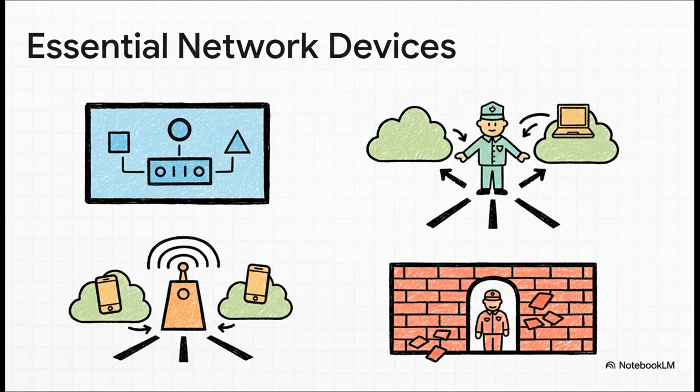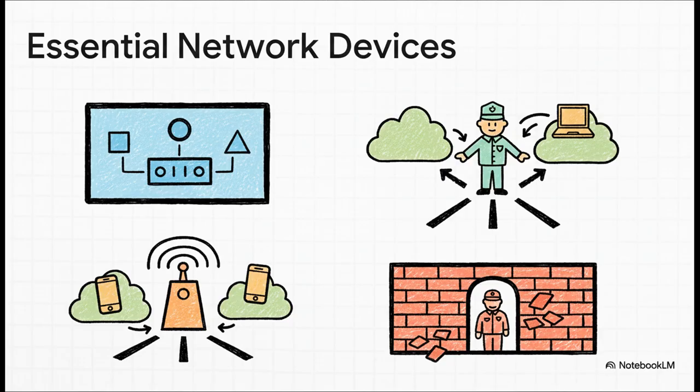Now, to make these networks function, you need some specialized gear. Switches are what connect all the devices together inside one LAN. Routers are the devices that connect different networks to each other. They're the traffic cops of the internet. Access points are what create your Wi-Fi signal, letting you connect wirelessly. And firewalls are the security guards, standing at the edge of your network, deciding what traffic gets in and what gets blocked.